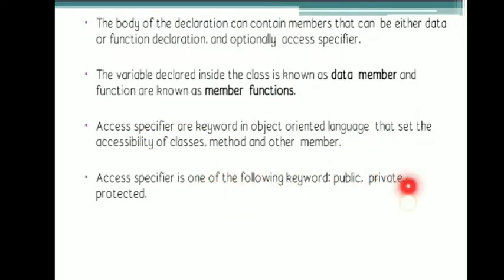So there are three access specifiers we can use within our C++ program. One is public, another one is private, and next to this is protected. The protected access specifier can be used only for inheritance. Only in inheritance can we use it. But private and public can be used in all our C++ programs.